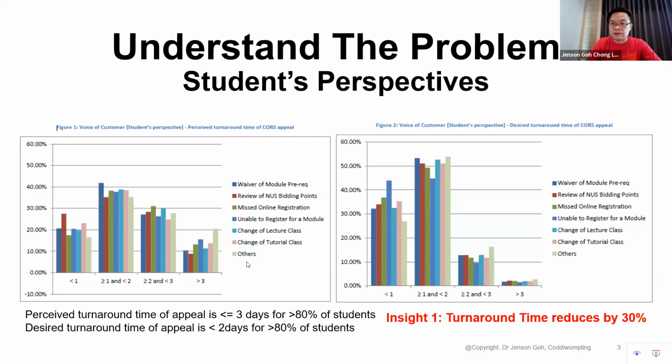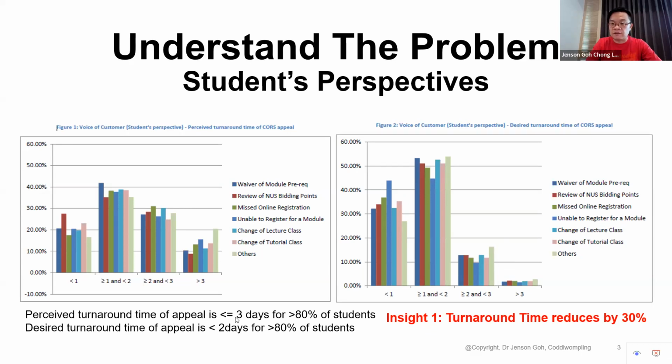Okay, of course, there are some that's greater than 3 days. And then on the other end, we ask them what would be the desired turnaround time for you. So you can see it naturally gravitate towards between 1 to 2 days. Whereas you can see we have almost 50%, close to 50% of those appeals are actually handled greater than 2 days.